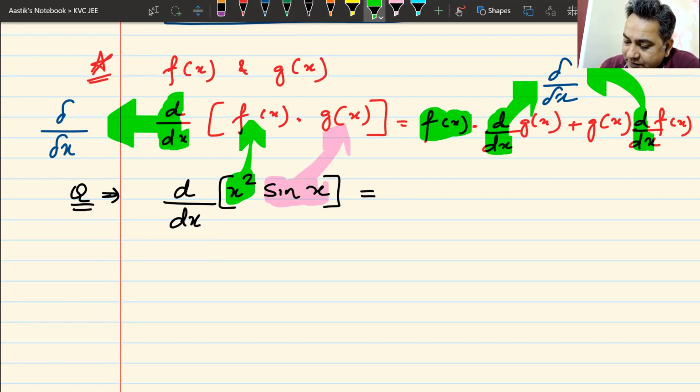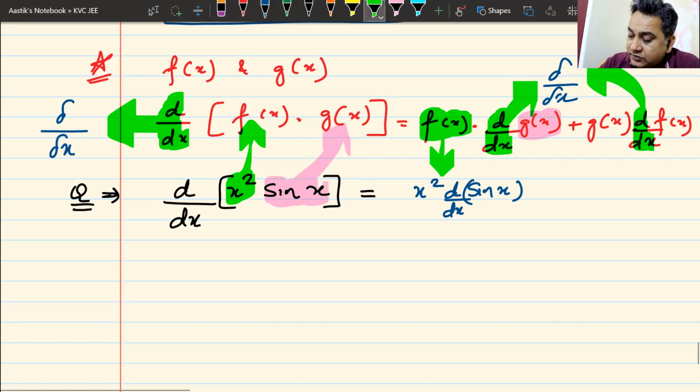So it will be the green function, which is your x squared. So I'll just write x squared multiplied by the derivative of g(x). So multiplied by d/dx of sine x. That would be my first term. So this is my green, this is my pink. Here it comes.